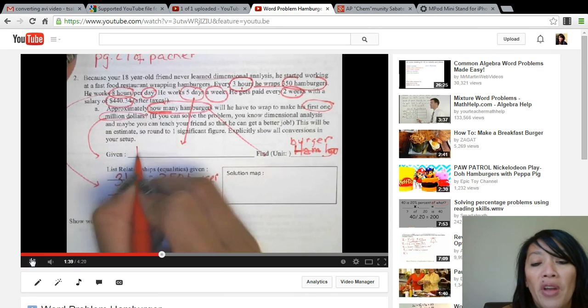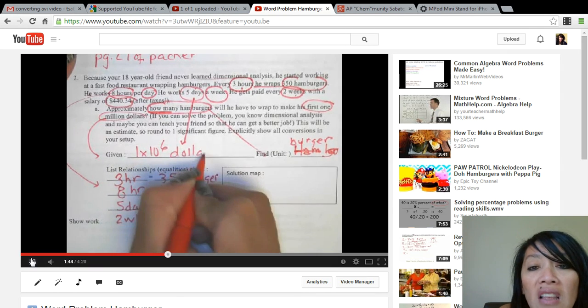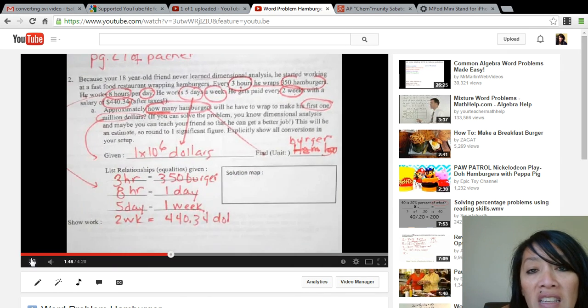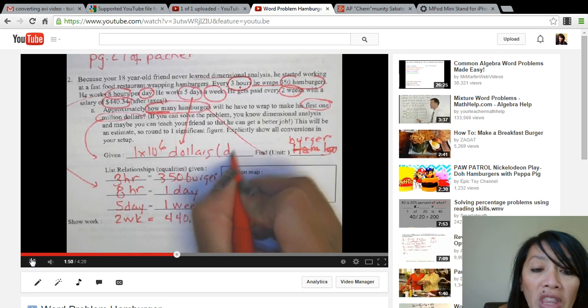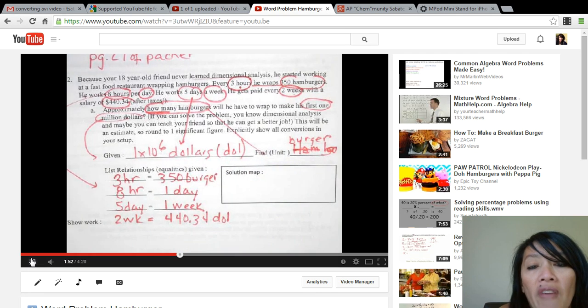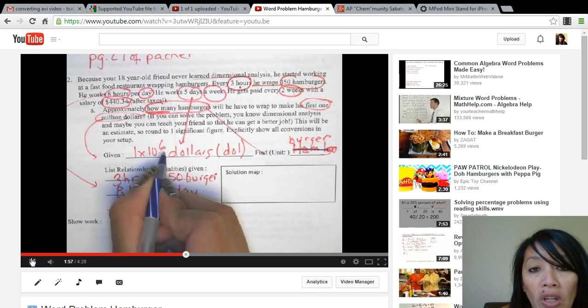I continue to read, and I see the reason why I want to know how many hamburgers is because he has to keep wrapping till he makes his first $1 million. So that's the given of the problem, 1 times 10 to the 6th, or $1 million. I'm going to start the problem with that because the objective of the problem is to find out how many burgers have to be wrapped in order to make $1 million.